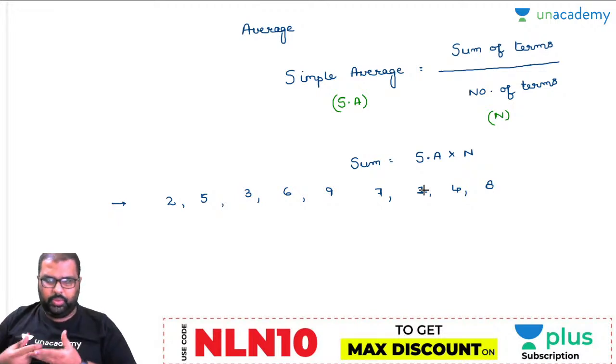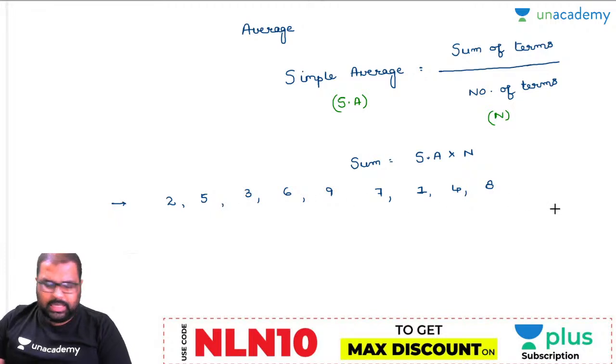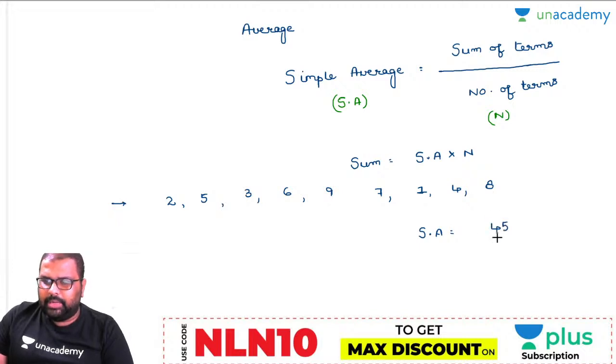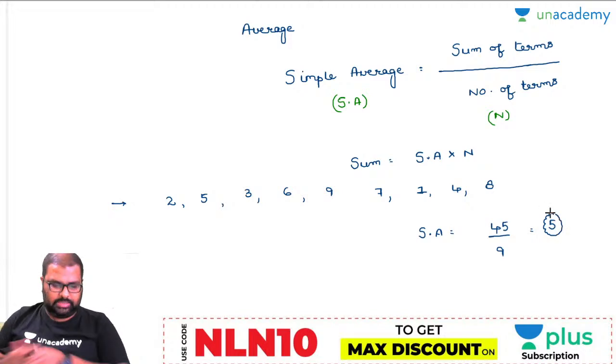What you normally do is you add all these numbers. Am I right? 1 plus 2 plus 3 plus 4 plus 5 plus 6 plus 7 plus 8 plus 9. So what is your simple average? Sum of the terms is nothing but 45. Am I right or wrong? How many terms are there? 9 terms are there. So your simple average is how much? Is it 5? Yes, perfectly. This is 5. Now this is what you do in your primary classes.